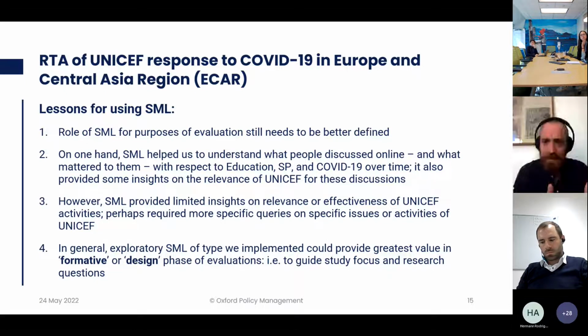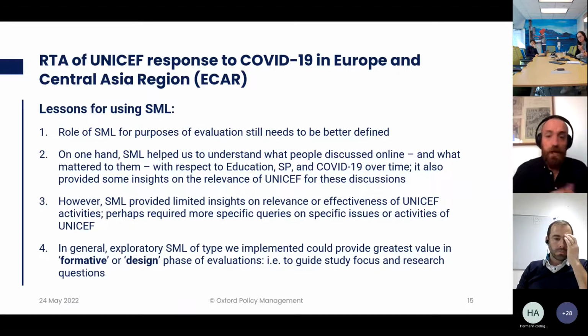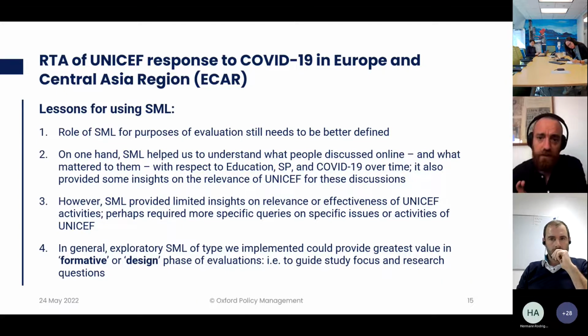Social media listening can help us to understand what's being discussed online, and also what matters to people. It also provided some insight on the relevance of UNICEF for these discussions, but the insights are limited when it comes to answering questions around relevance or effectiveness of UNICEF activities, right? And that really is what matters for an evaluation or an RTA, right?